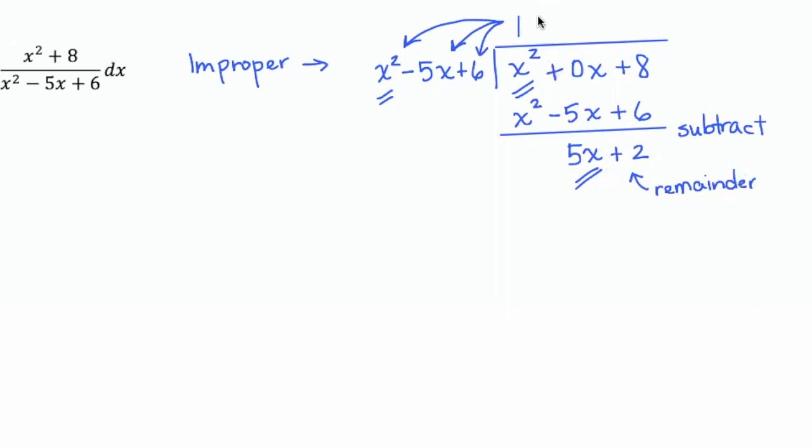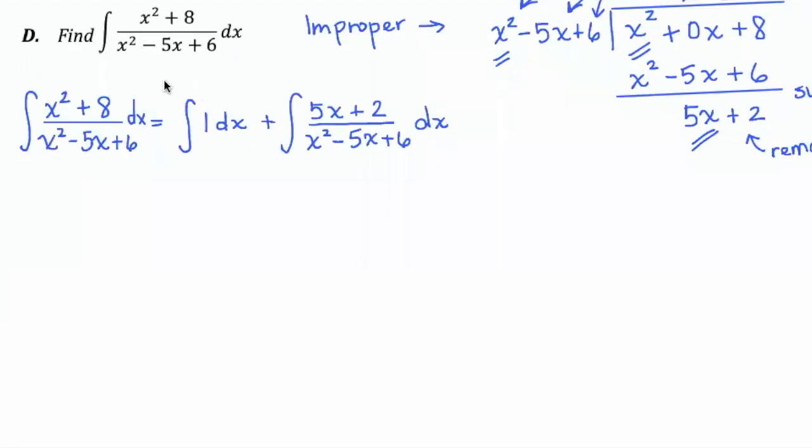This is a positive 5x plus 2, so I'll hook this on with a plus sign. I take my remainder and put it over my divisor. And you can see I now have a polynomial, which is the 1, plus a proper fraction. So I'll begin by rewriting my integral in terms of those two pieces. Here's my polynomial integral. Here is my proper fraction.